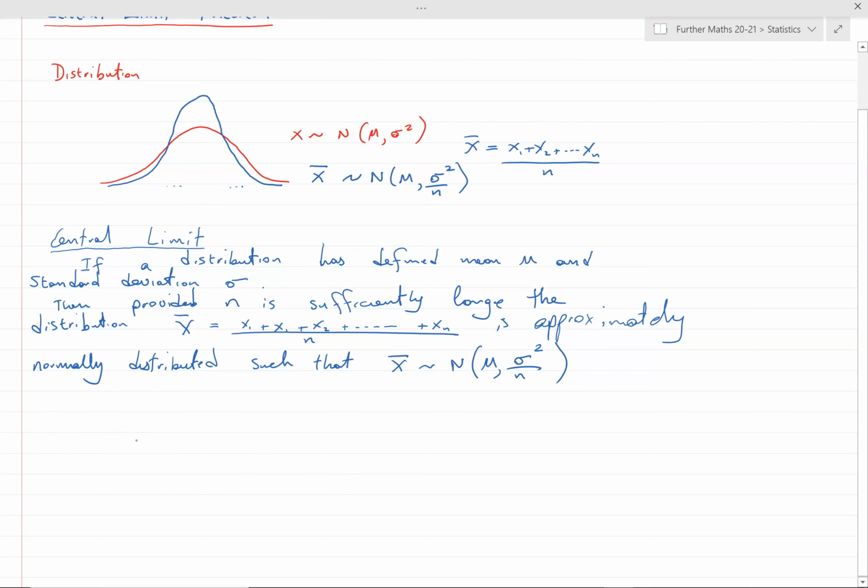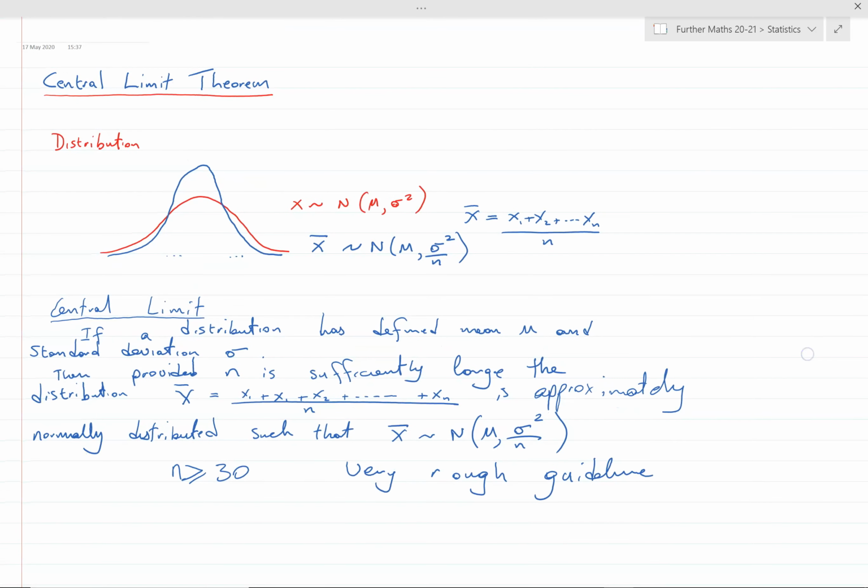But so long as the mean and standard deviation are defined, it may sound like a pedantic distinction, but there are distributions without a defined mean and standard deviation. So long as it has those, the central limit theorem can be applied, as a very rough guideline, with n greater than or equal to 30. Normally, as far as the exam goes, they'll give you a number which is clearly good enough, say 50 or whatever, and because of the context of the question, the central limit theorem is appropriate.